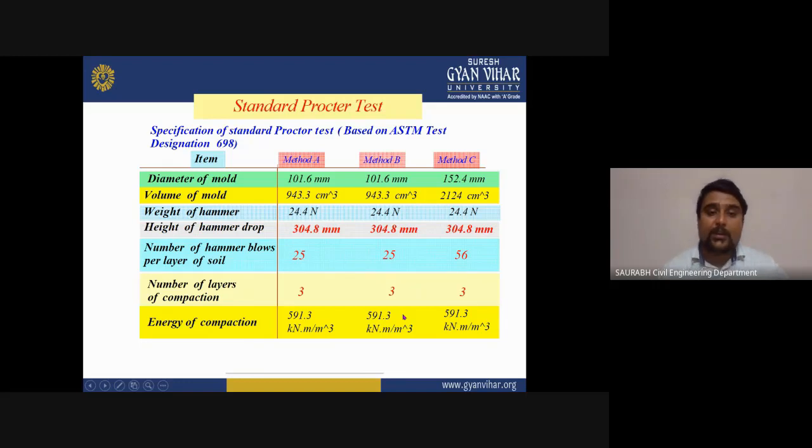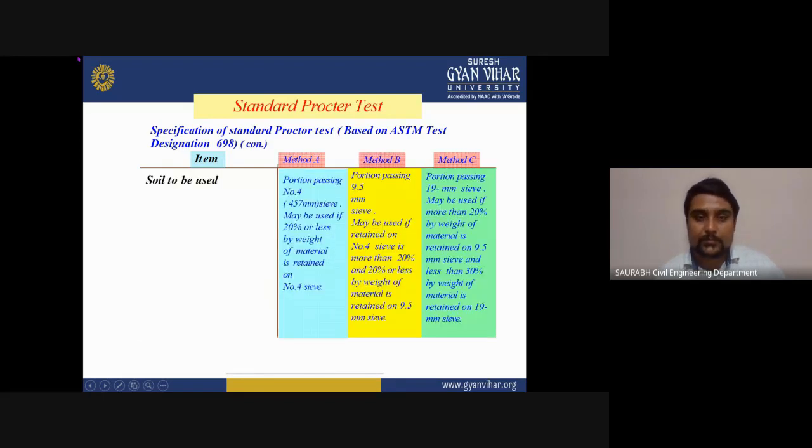Okay, and now you can see these are the methods which you have to adopt during the compaction. And there are also different values which you can get on different mixing proportions. Now, coming to the specification of the standard Proctor test, which is based on the ASTM test and designated by 698, the soil to be used.